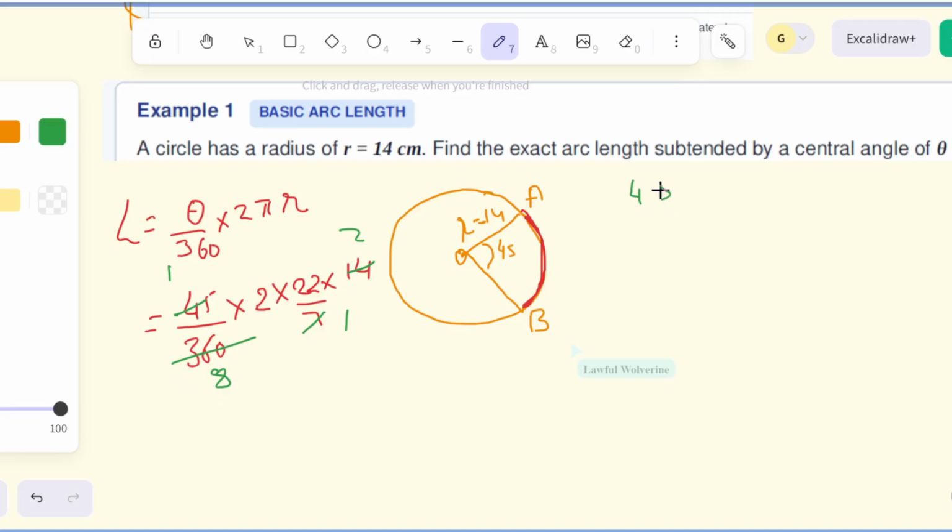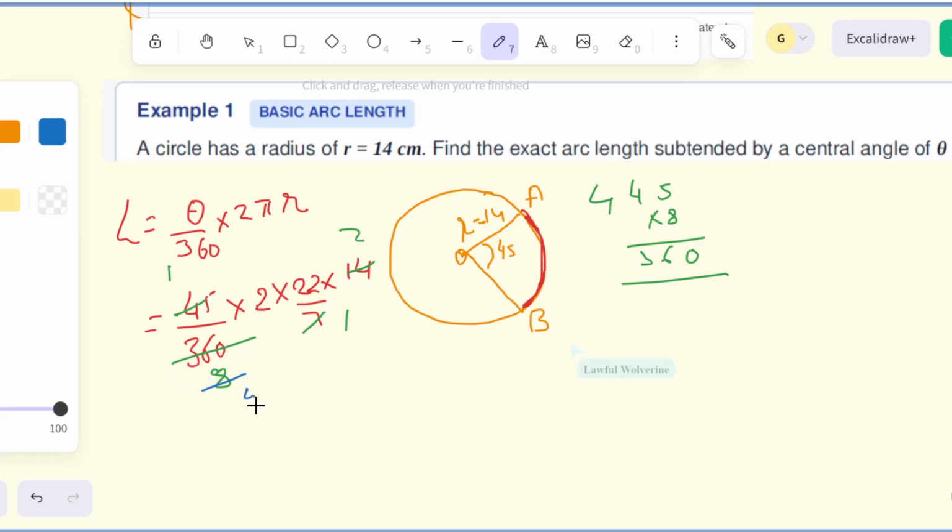You can check it also. When you multiply 45 times 8, 8 times 5 is 40, and then you get 360, right? 8 times 4 is 32, plus 4, 360. So 8 you got here, right? You can cancel this 8 also, no?